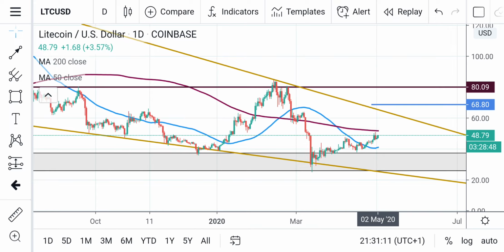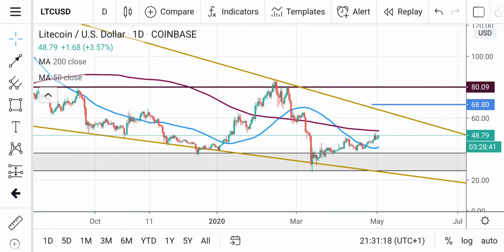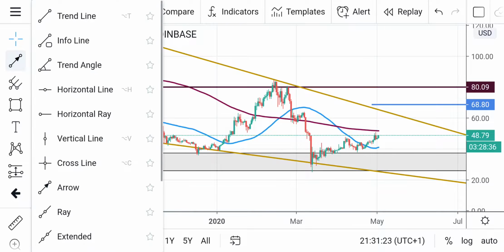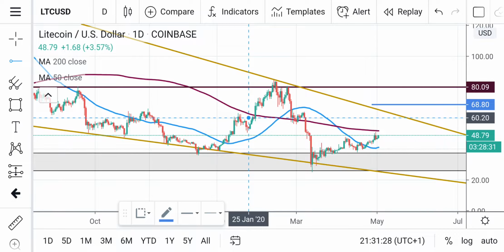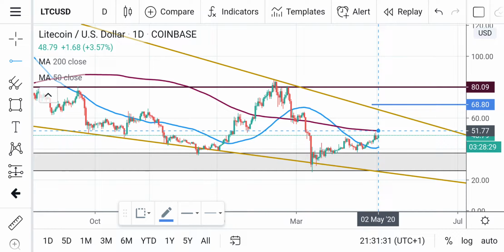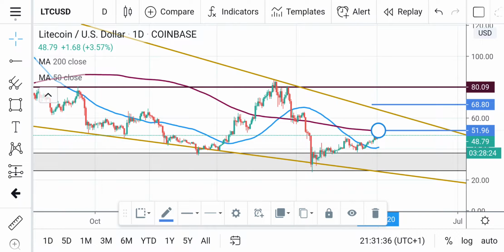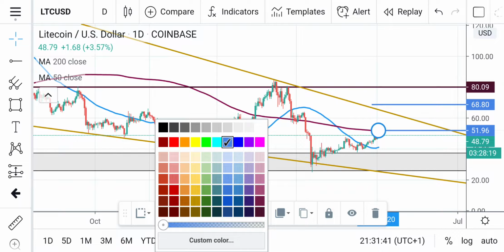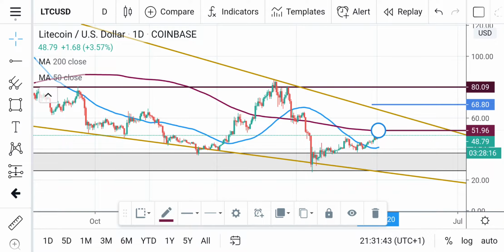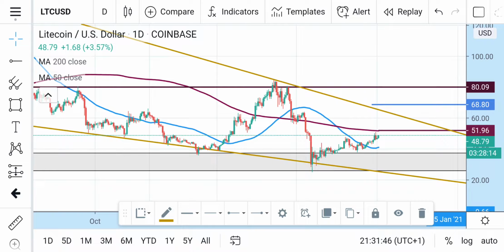So that's it about the daily time frame. What I need to do now on this daily time frame is identify my 200 period moving average, the level it is. So I'm going to add another horizontal ray, point it to the tip of my 200 period moving average and drop it there, and change the color to brown to match my 200 period moving average.